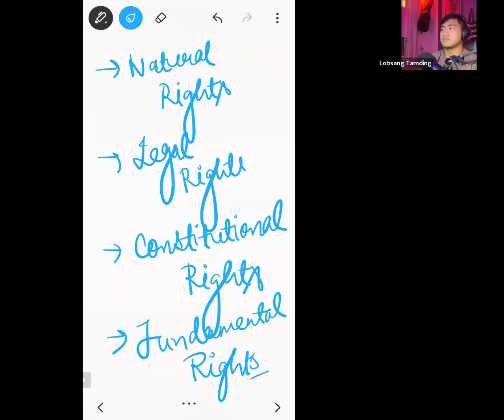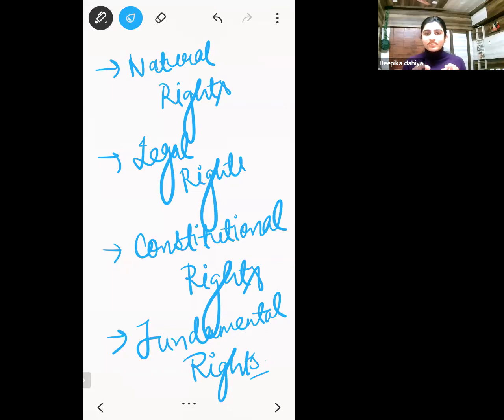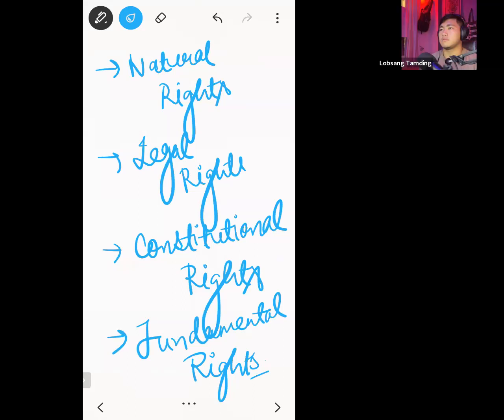What are legal rights? Any right which is given to you by law is a legal right. For example, right to property. For example, right to inherit from your parents. You inherit property from your parents. Is that a legal right or not? Yes, ma'am. It is a legal right.